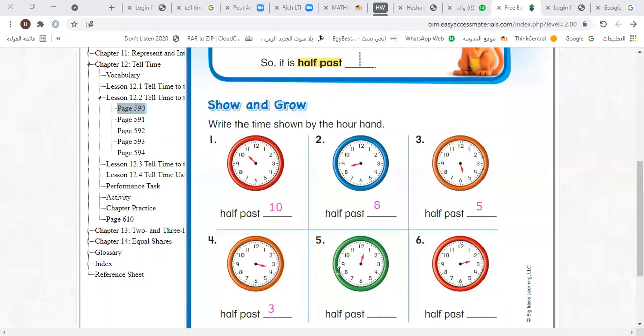Now let's answer number 5. The hour hand is at the halfway between 1 and 12. So what's the time? Who can answer? I'll choose now the super one whose name is Rayyan Badr.